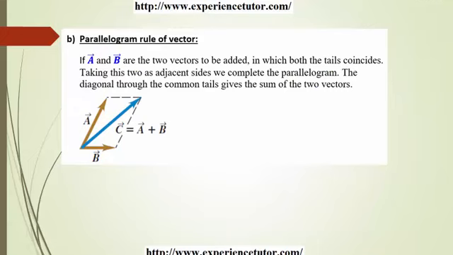Parallelogram rule of vector. If A and B are two vectors to be added in which both the tails coincide, taking these two as adjacent sides, we complete the parallelogram. The diagonal through the common tail gives the sum of two vectors. Therefore, in the below figure, C is equal to A plus B.